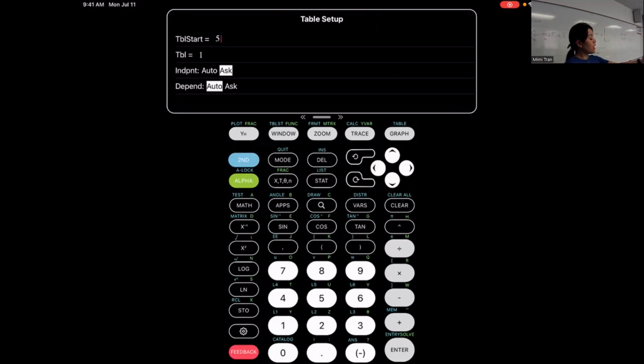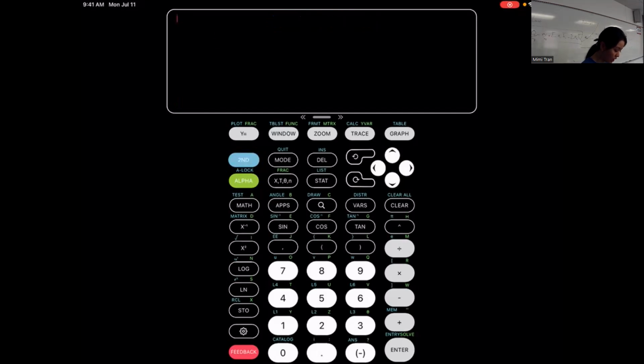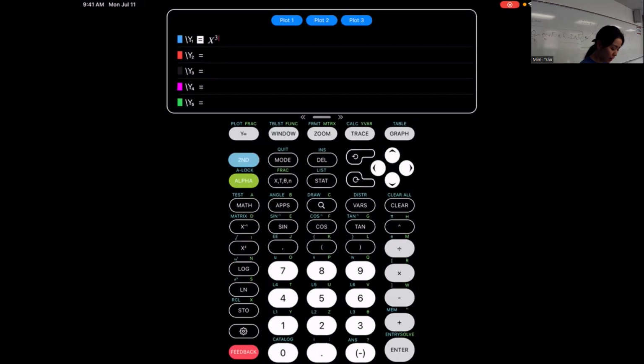So that means you're going to input X, and then the computer is going to compute it and output your Y. Now second quit, and then go back to Y equal again. I want to graph, so hit graph. Second window. Do you have independent as ask? The cursor should be on ask, and dependent, the last line, should be auto. Then hit graph.